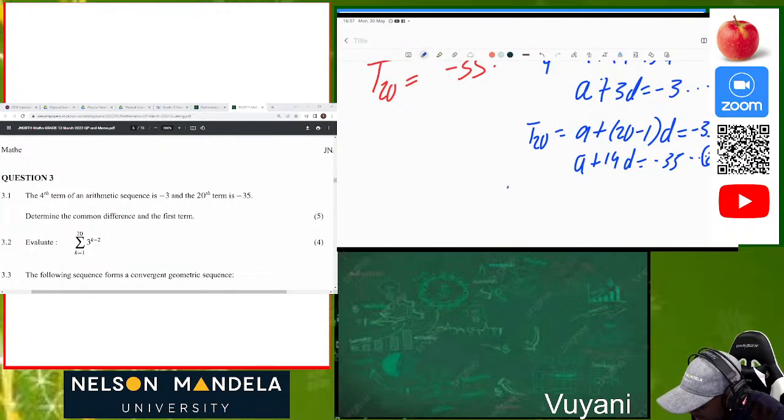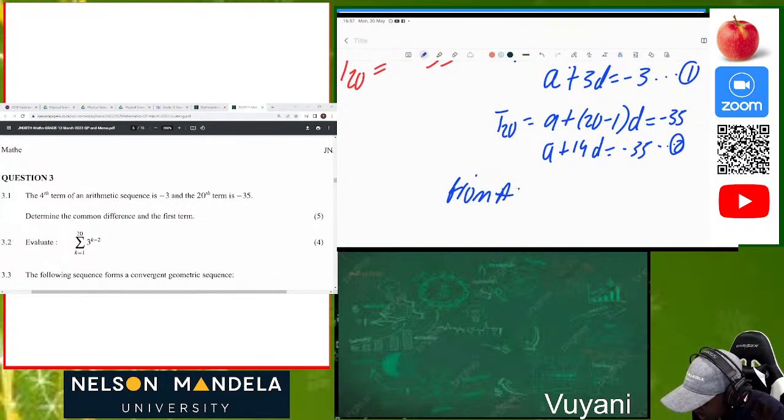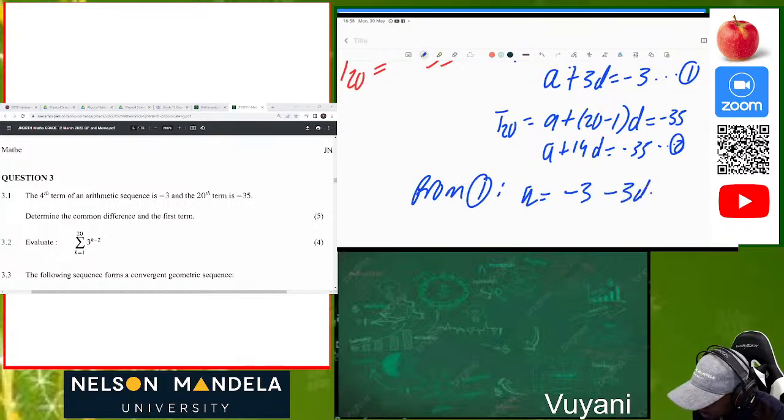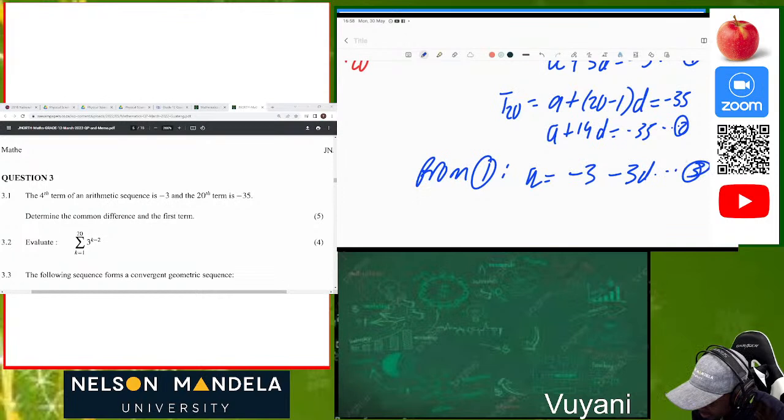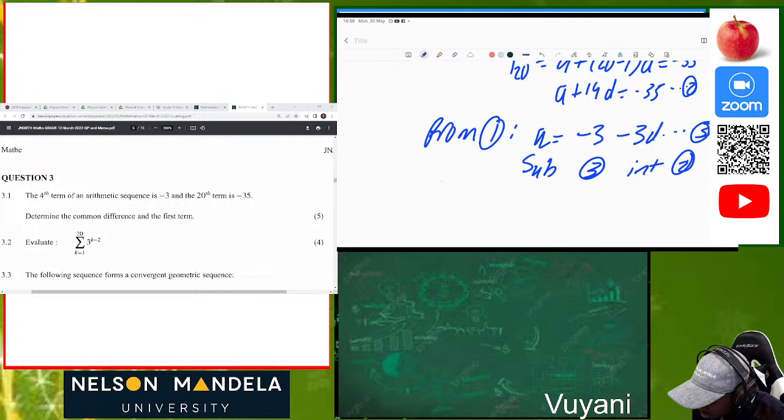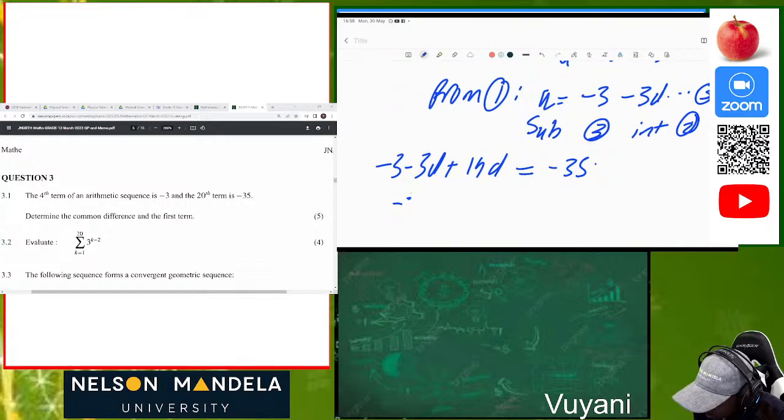So we can make a the subject from, let's say, equation 1, which is: a will be equal to -3 minus 3d. This will be our equation number 3. Then we substitute 3 into 2. Then it will be a plus 19d, where there is a, we put -3 minus 3d plus 19d is equal to -35. Then -3d plus 19d, we get +16d.